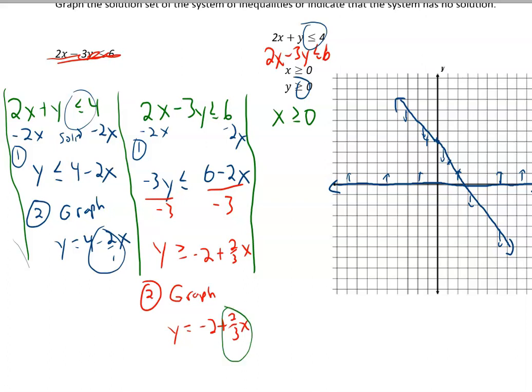So the slope is 2/3. We'll start at negative 2, so that's going to be right here. I'll show you the graph in just a minute. We'll go up 2 to the right 3.